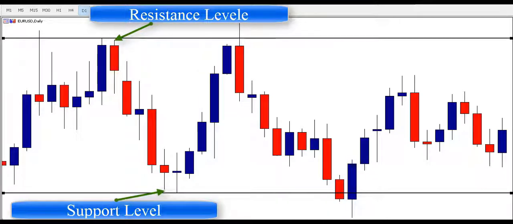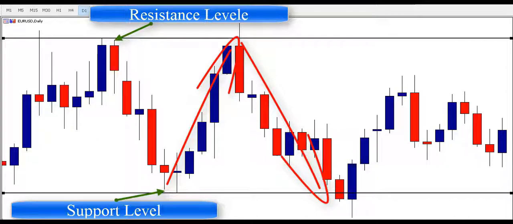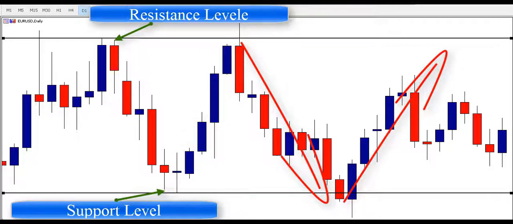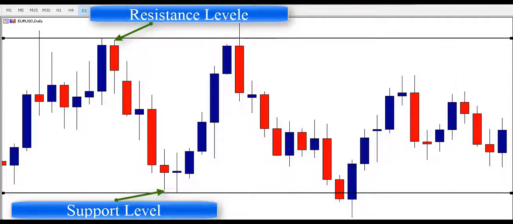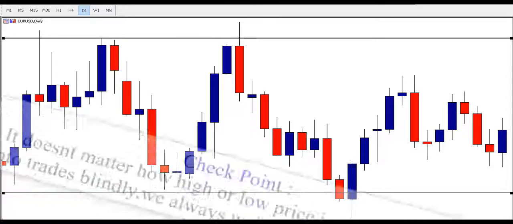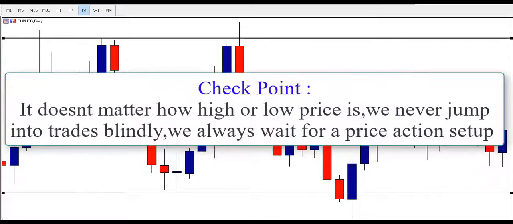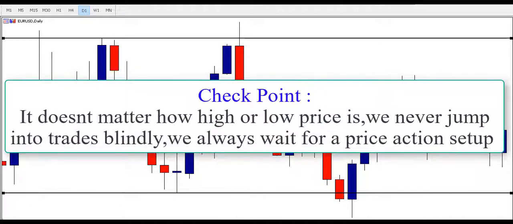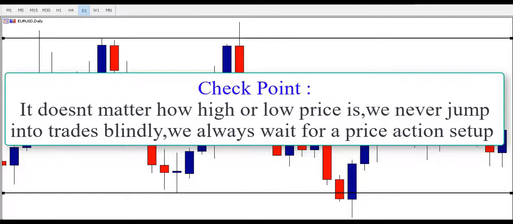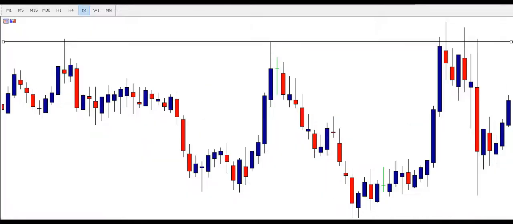As you can see, when price reached this resistance level again, the market reversed in the opposite direction. It came down, hit the support level, and reversed again. So here we can say that the market is trading between horizontal support and resistance levels. It doesn't matter how high or low price is. We never jump into trades blindly. We always wait for price action setups.